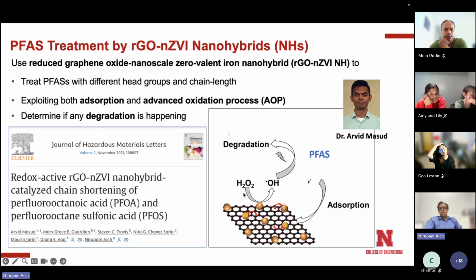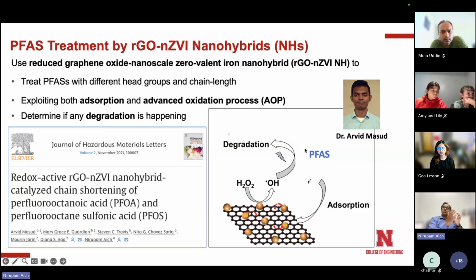Because graphene is carbon based, it can attract PFAS on the surface because of the hydrophobic attraction forces. On the other side, these iron nanoparticles, if you put hydrogen peroxide there, which we use for different types of things, and hydrogen peroxide is an oxidant. Iron can break this hydrogen peroxide and create hydroxyl radical, which is very, very reactive, and that can react with PFAS and degrade PFAS.